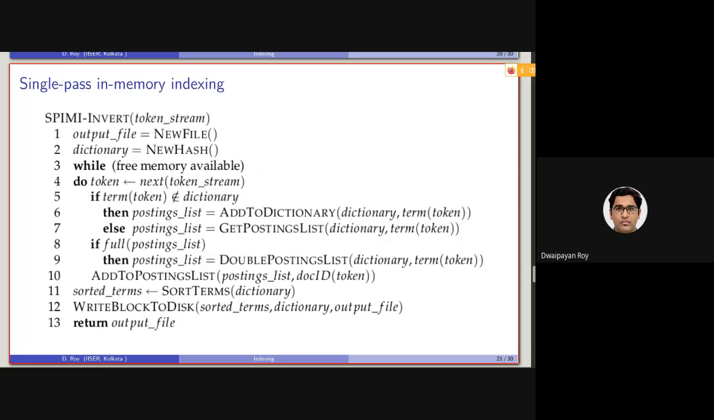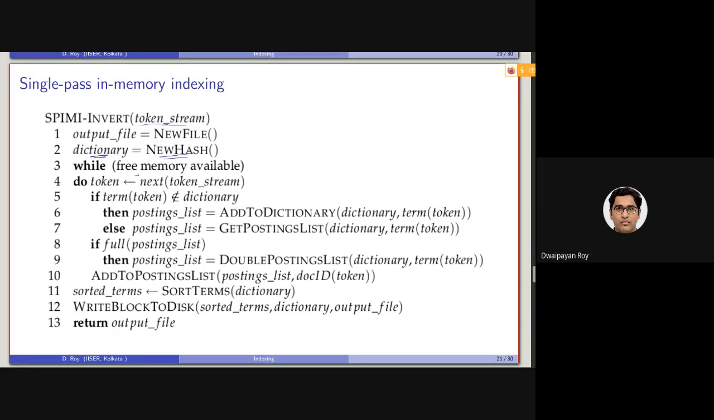The second type is single pass in-memory indexing. Here, after reading a document, I will tokenize it, and I'll pass the stream of tokens into this function as a parameter, right? And what we'll be doing is making a dictionary, a new hash. Basically a new dictionary has been created.